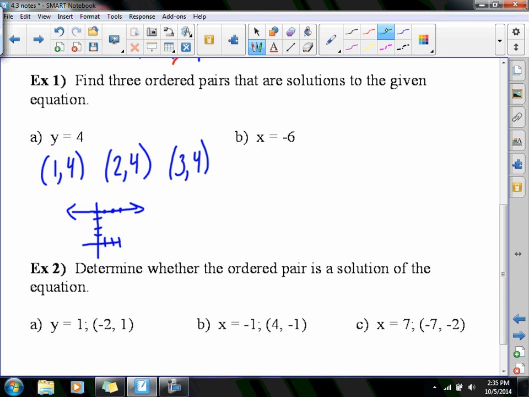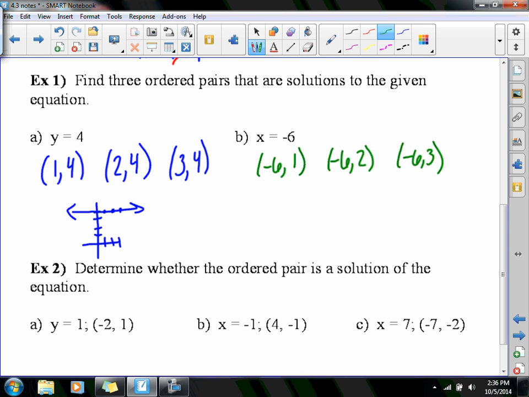And then for part B, where it says x equals negative 6, this time it doesn't matter what I plug in for the y, but the x value in my ordered pair has to be a negative 6. So I can have negative 6, 1, negative 6, 2, and negative 6, 3. Now you can really pick any numbers you want for the y value. So if you don't want to pick 1, 2, 3, pick 0, 1, and 2. Or pick 10, 20, 30. Okay? Any number you want.